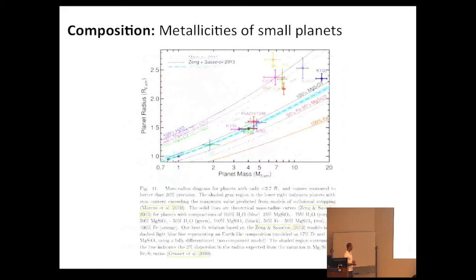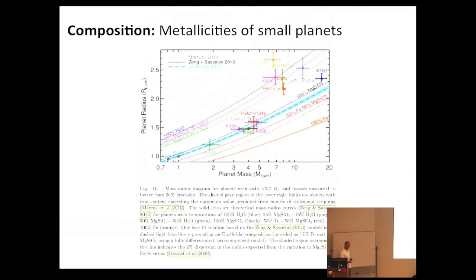To further motivate this, I'm showing here the latest version of the mass radius diagram for small planets, transiting planets, where we've measured these quantities to fairly high precision. And I want to emphasize here that we're studying the atmospheres of these smaller planets not just to get a constraint on their formation, but to get a constraint on their actual fundamental nature.